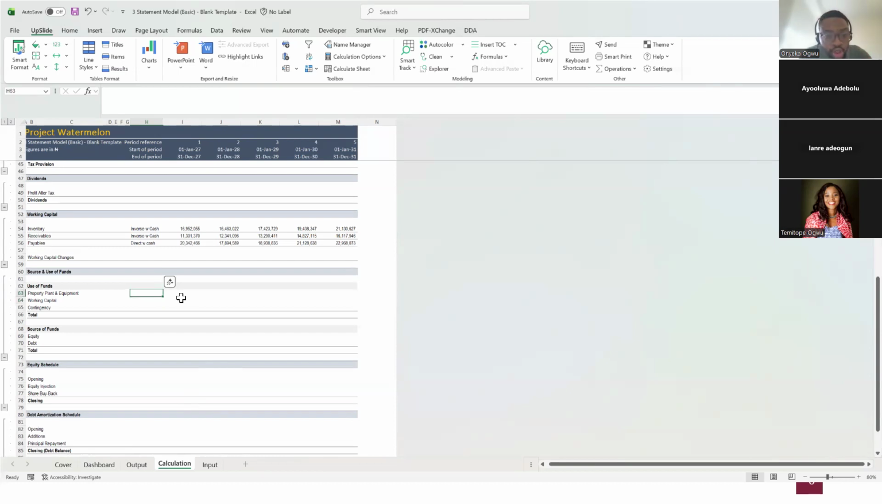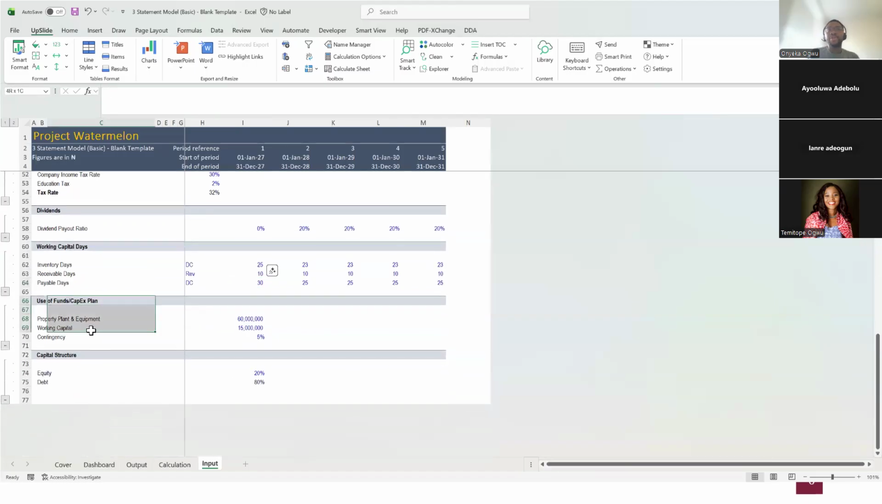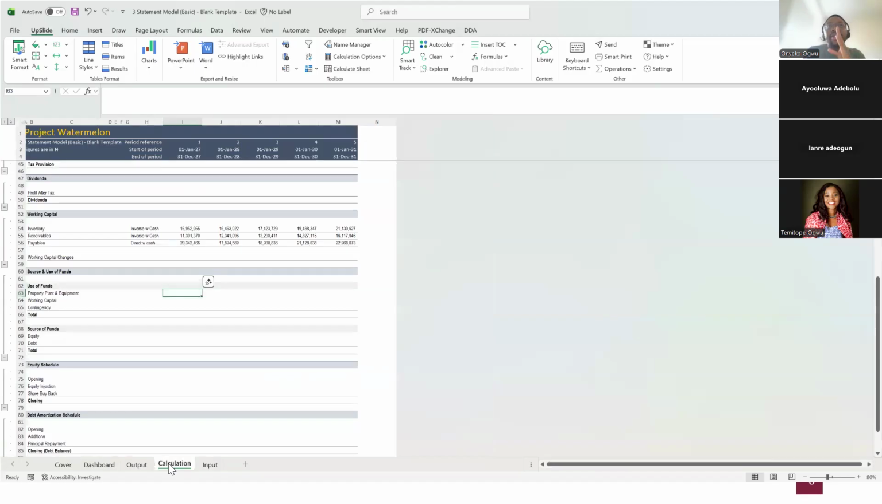Now, what do you use these funds to do? Right? You use the funds to do different things. So the first thing you use the funds to do is to buy equipment, right? So if we go to our input sheet, we have our use of funds. We said we'll use 60 million to buy equipment, 50 million to do other things, then 5 million as just contingency. So our calculation is our source of funds, use of funds.